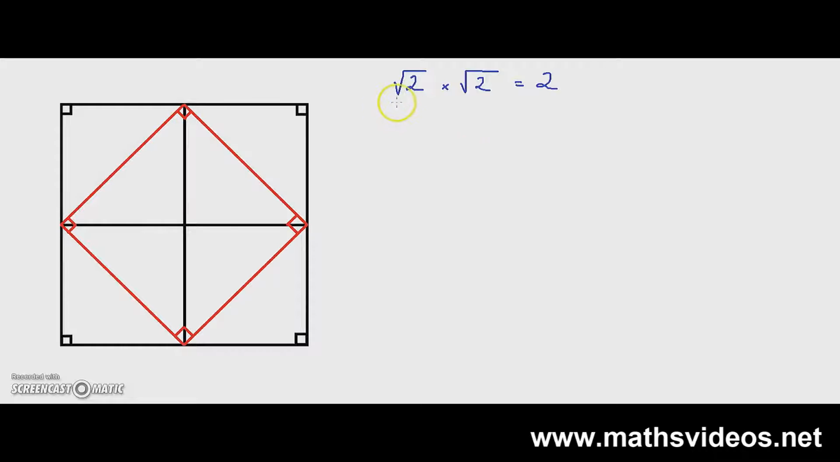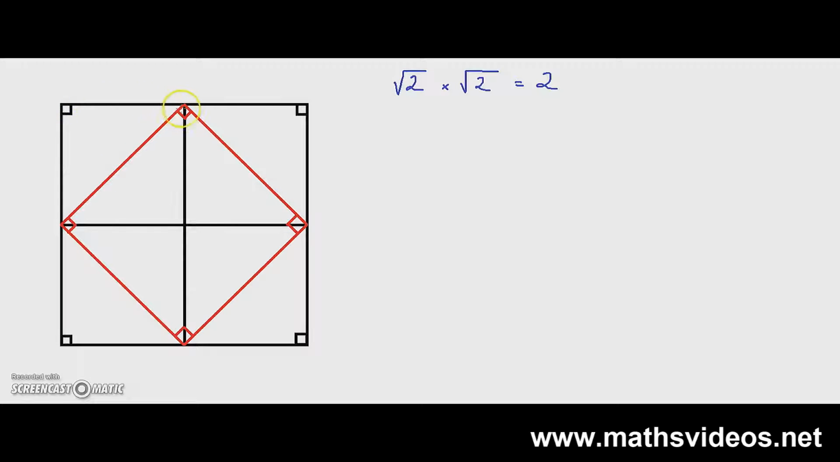Hi, in this video I'll be demonstrating why the square root of 2 multiplied by the square root of 2 is equal to 2. Now to my left here we have a square and also a square within this square, okay? And this angle here is a right angle along with this one, and this one, and these angles in red are also right angles.